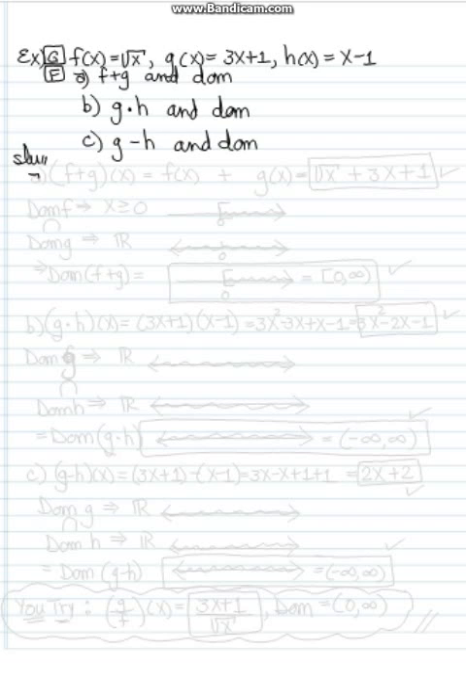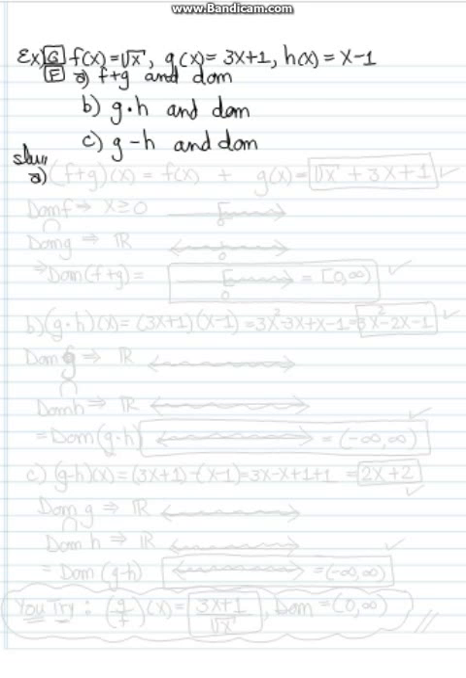Given the function f of x equals the square root of x, g of x equals 3x plus 1, and h of x equals x minus 1, find part A, f plus g and the domain, part B, g times h and the domain, part C, g minus h and the domain.